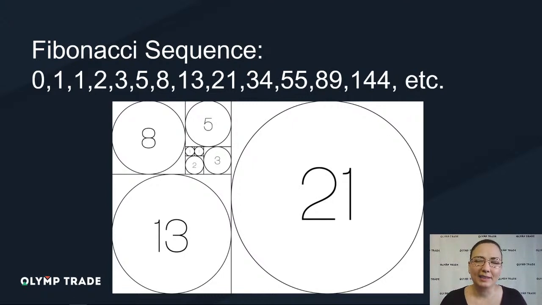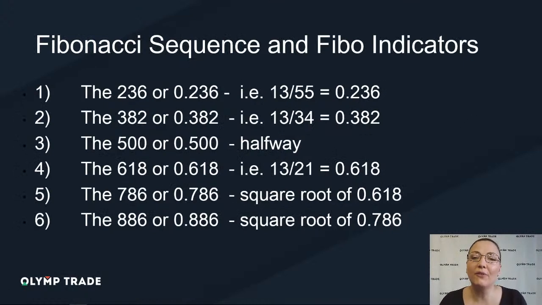Now, you might ask me, okay, so I understand the Fibonacci sequence, but how does the Fibonacci sequence and the Fibonacci indicators come together? Well, our most important targets on the Fibonacci indicators are actually calculated by dividing the Fibonacci sequence numbers, except for the 50% level, which is basically the halfway mark. So as we can see here, the 23.6, of course, we'll take a look at this on our chart in just a moment.